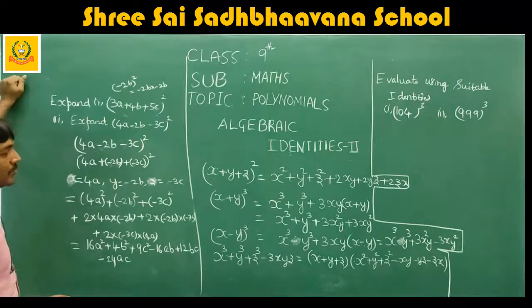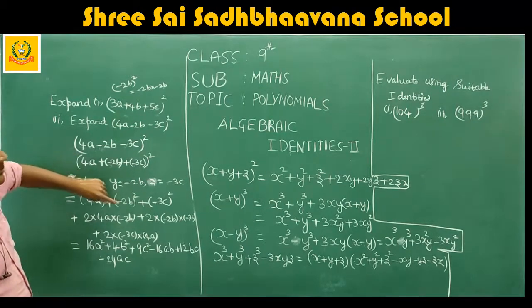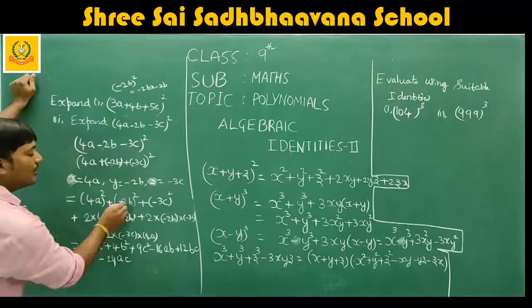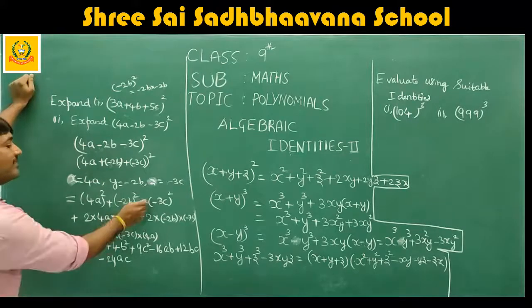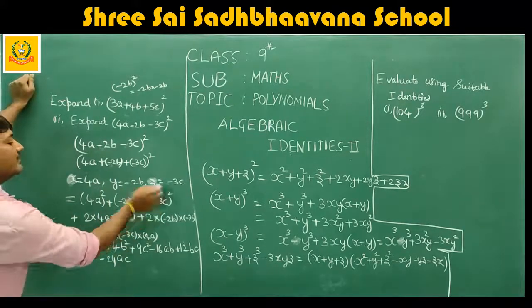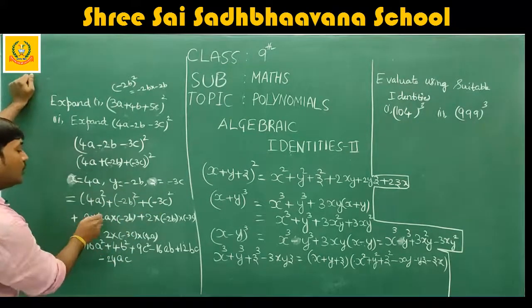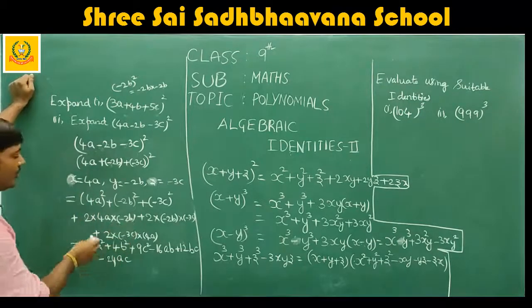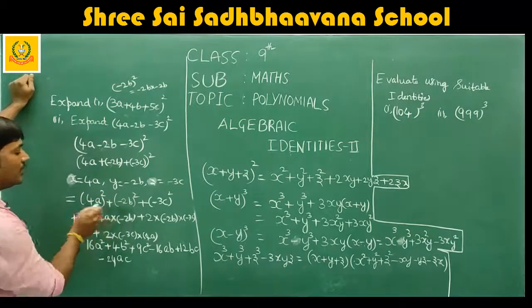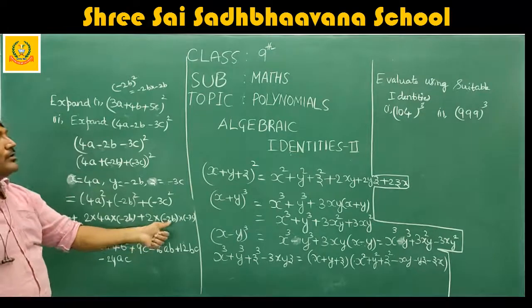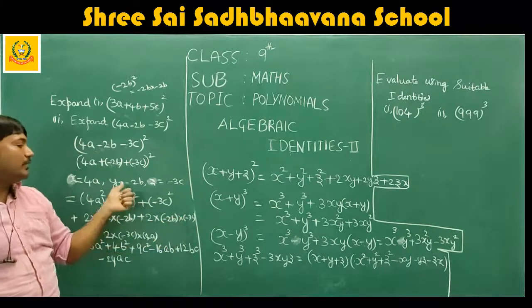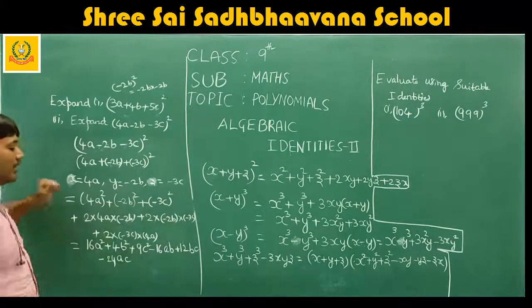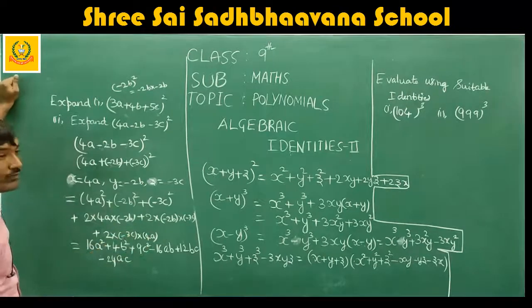We have x square, it means 4a whole square, plus y square. Y square means minus 2b whole square, plus z square. Z square means minus 3c whole square, plus 2xy, 2 into x into y, 4a into minus 2b, and 2 into yz, y into z, the y value is just substituted. And even zx, minus 3c into 4a.